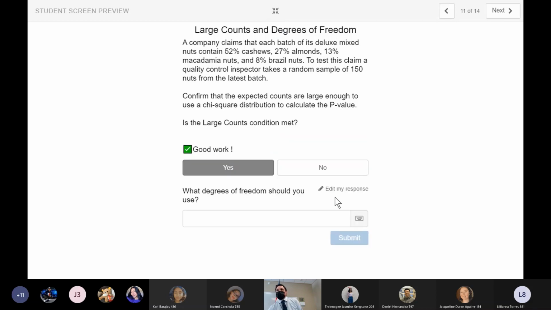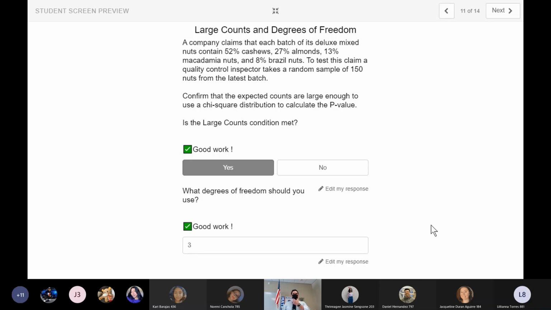Hooray. Now our degrees of freedom. Remember, our degrees of freedom is determined by the number of categories minus 1. I have 4 categories in this example, right? I have our almonds, our cashews, our macadamia nuts, and our Brazil nuts. 4 categories. So I have 3 degrees of freedom.